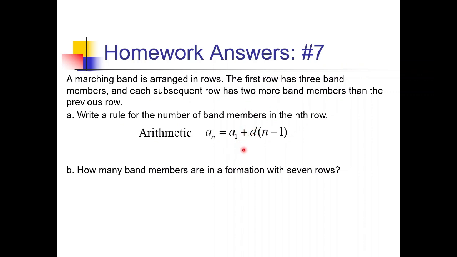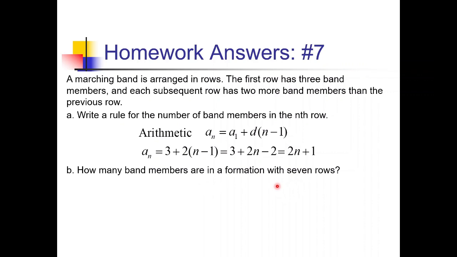So then we end up with 3 plus 2 times n minus 1. And if we want, we can simplify this. So this would be 3 plus 2n minus 2, or just simply 2n plus 1. So that's my nth row. Now, how many are in a formation with 7 rows?